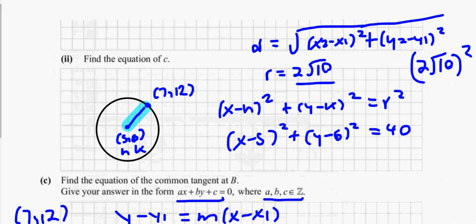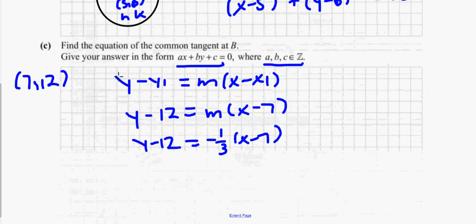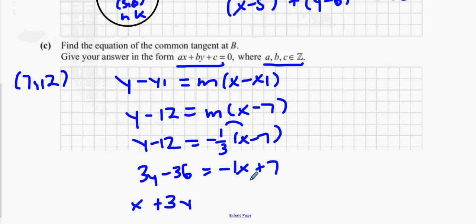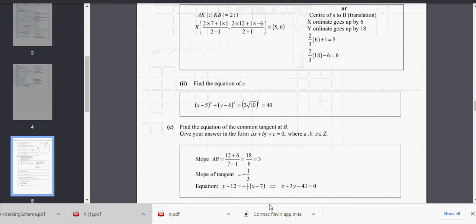Now therein lies the importance of checking your answer. Multiply across: 3y minus 36 equals minus 1x plus 7. Move everything to the one side and you're going to get x plus 3y minus 43 equals 0. And that's your answer.